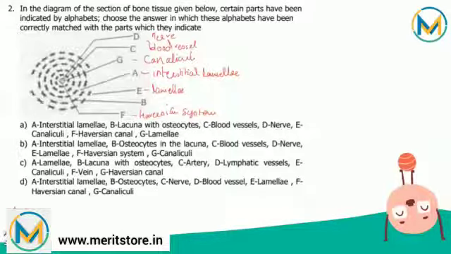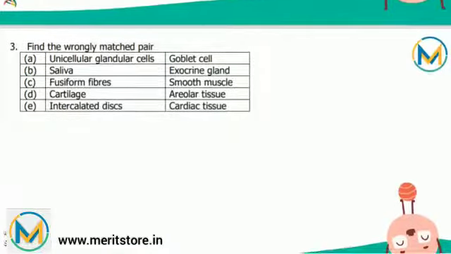Okay, and thus the correct answer is A, interstitial lamellae. B is osteocytes in the lacuna. C, blood vessels. D, nerve. E, lamellae. F, Haversian system, and G, canaliculi. So option B is the correct answer. Looking towards the next question.